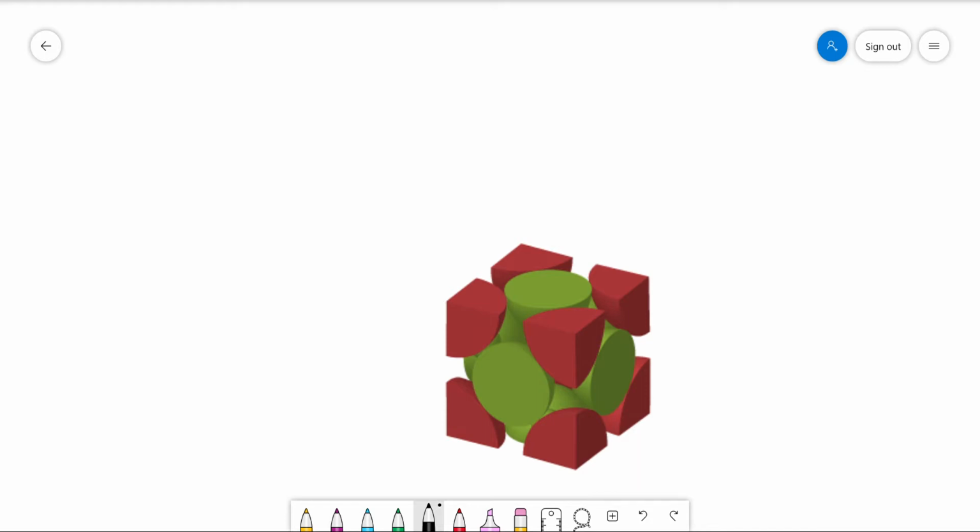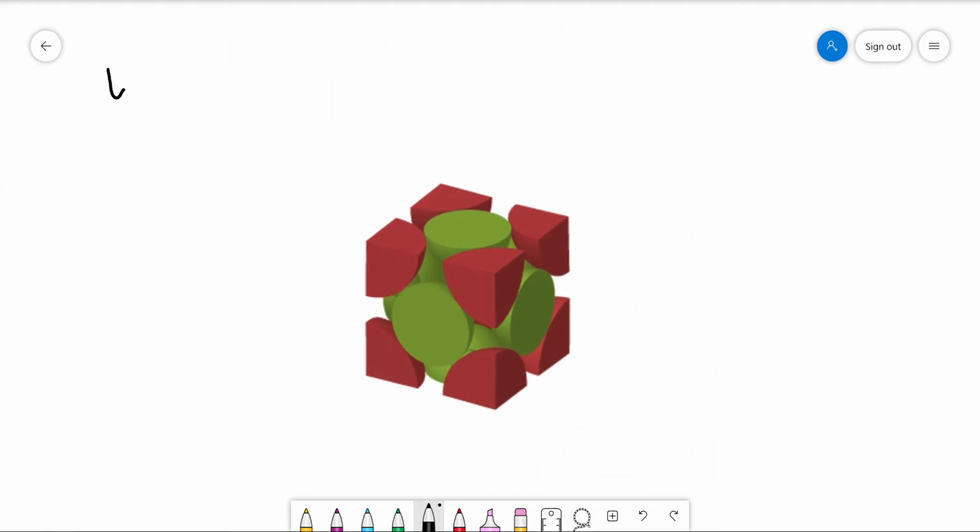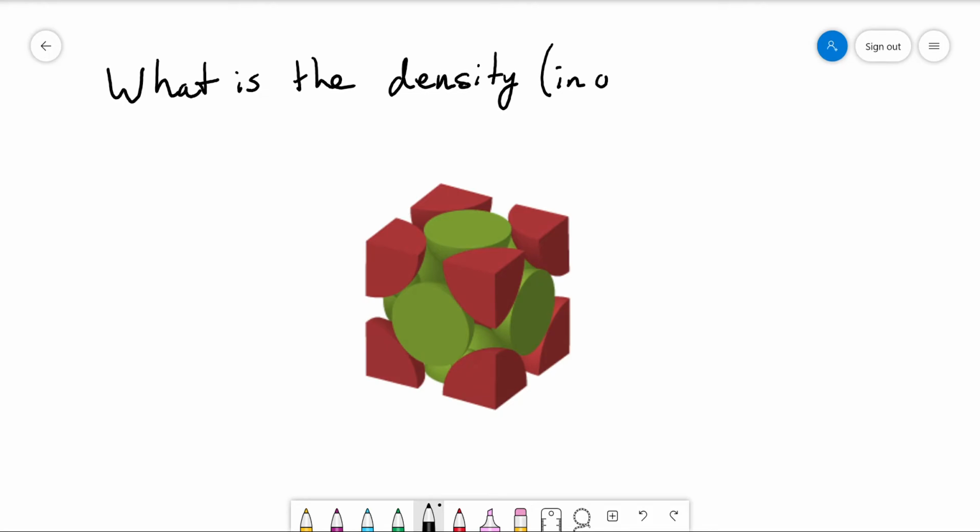Okay, one more calculation. I think we'll be done with chapter 13. What is the density in grams per centimeter cubed of silver?